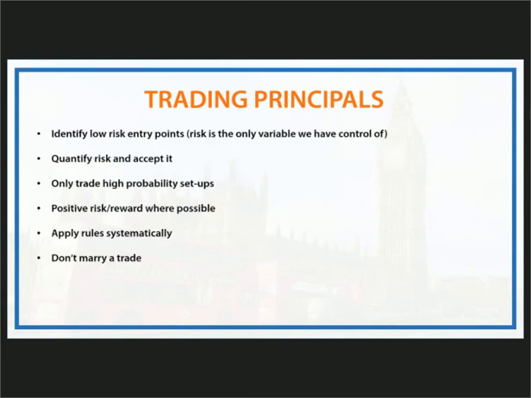So as a trader, it's your job to identify your low risk entry points. That's the only variable we really truly have control over. We have to quantify our risk and accept it. We have to only trade the high probability setups. That means that regardless of what your strategy is, you can only trade when everything is aligned. So when the market condition says that this is the right condition for your trading strategy. And if possible, have a positive risk reward.